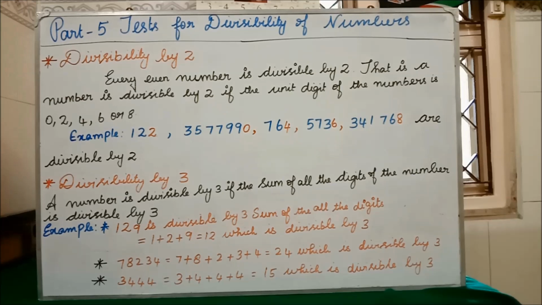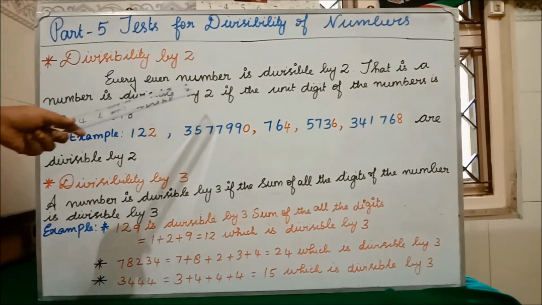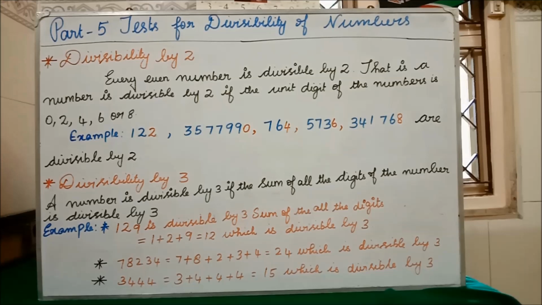We all know that even number means what? 2, 4, 6, 8, 10, 12, everything are even numbers. That is, a number is divisible by 2 if the unit digit of the number is either 0 or 2, 4, 6 or 8. Unit digit means what? Ones place.